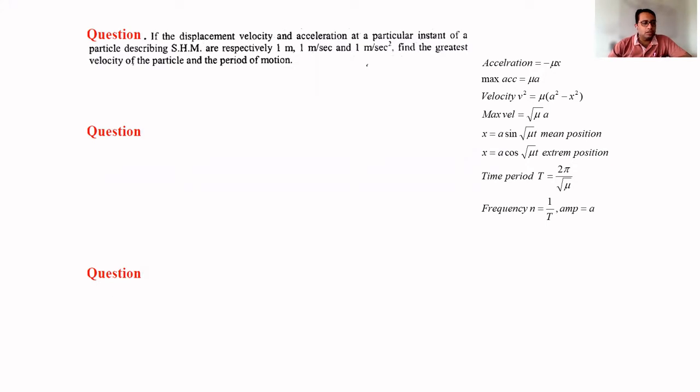So what are the things which are given to us? Let us see. Displacement is given as 1 meter. That means x is given to be 1 meter. Velocity is given 1 meter per second. So v is given to be 1 meter per second. And acceleration is 1 meter per second square. These three things are given to us. And find the greatest velocity.